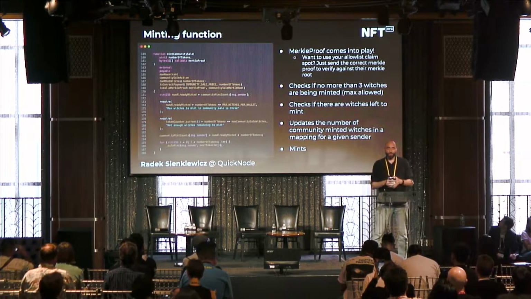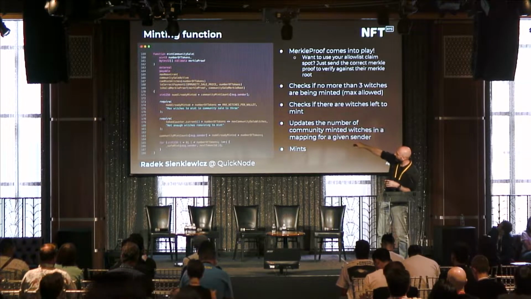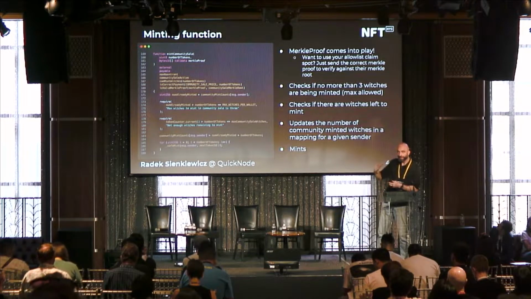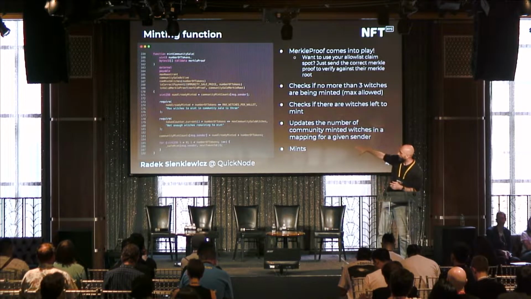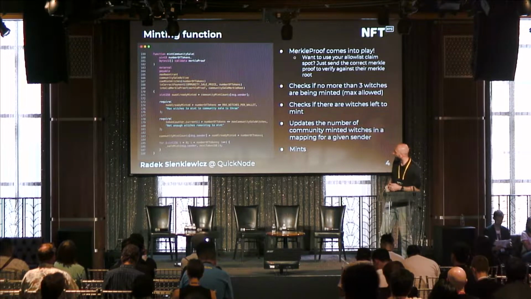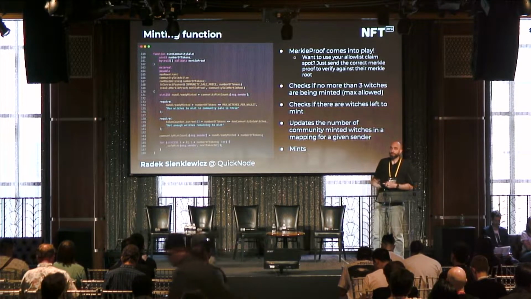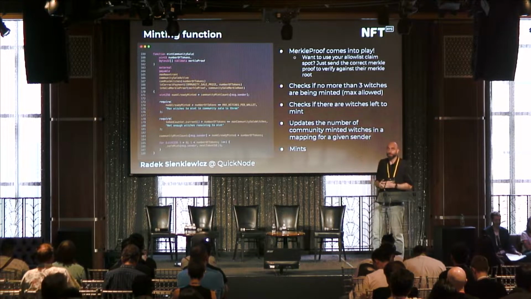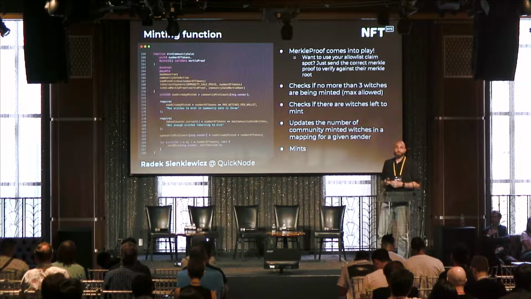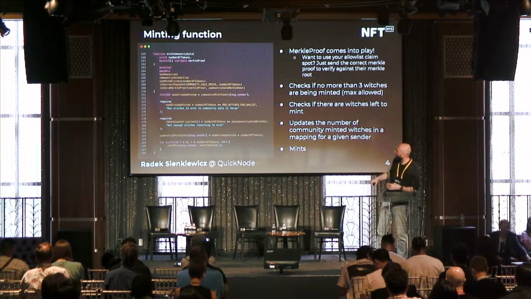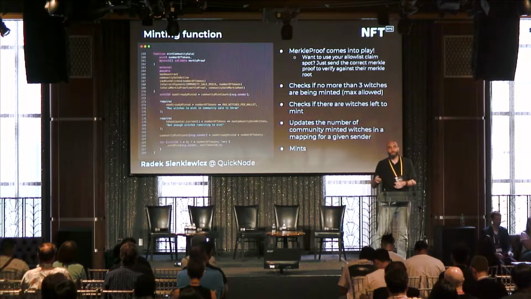Then it checks how many, and you can see the modifiers like community sale active, can mint witches, is correct payment. All of that were the modifiers that we saw in one of the previous screens. Otherwise, this function would be like 3-4 times longer. Now it's very readable, very understandable, also very easy to see if something is broken or not. So an elegant way to do things. Okay, so it checks all of that, checks if you can mint more than you're allowed, and then mints.